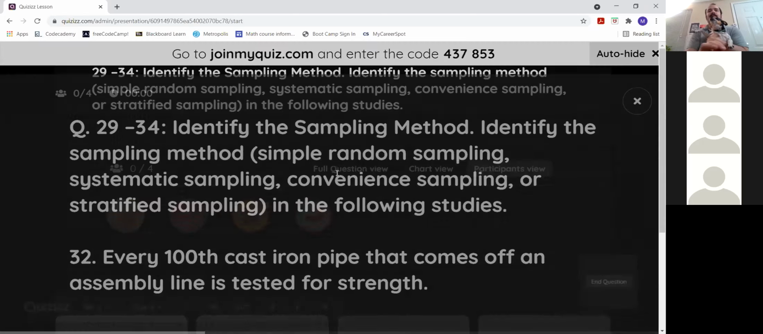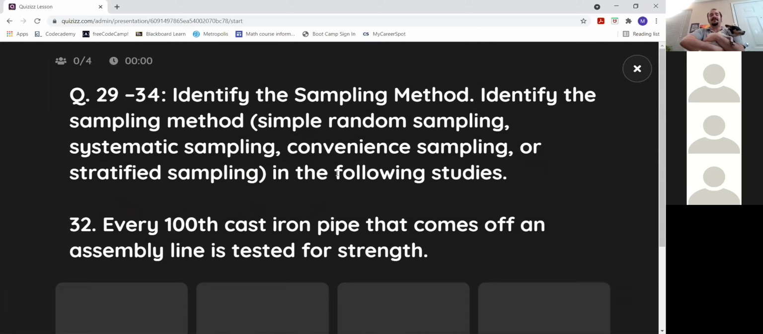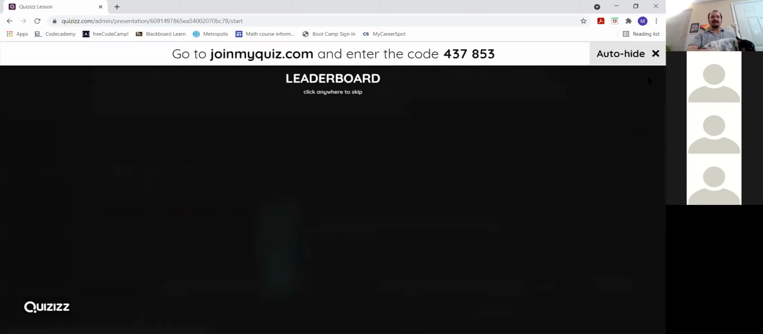Okay. Another example. Every 100th cast iron pipe that comes off an assembly line is tested for its strength. That is that one. Okay. So that is the simple system that I was talking about. That is a systematic sample.